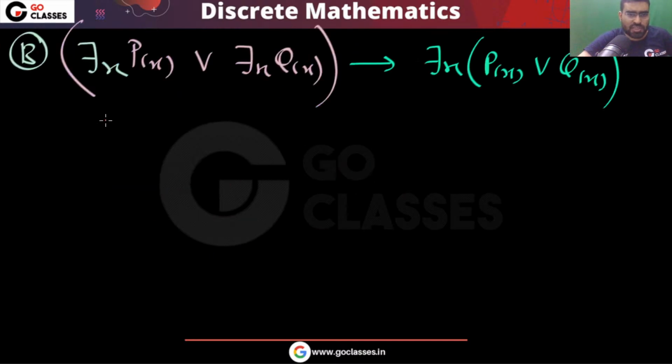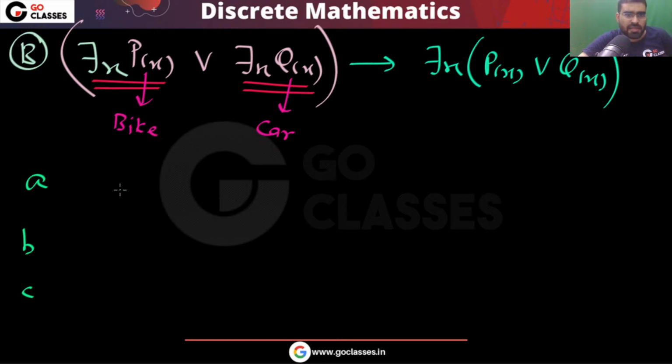The intuitive proof is very simple. This is saying that for someone P is true, or for someone Q is true. For example, either someone has a bike or someone has a car. Very simple. Let's assume there are three people in this city. Now we are saying that someone has a bike or someone has a car.